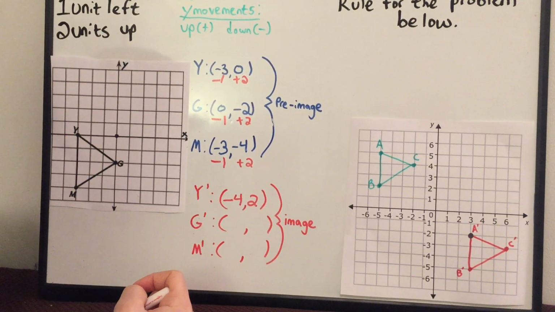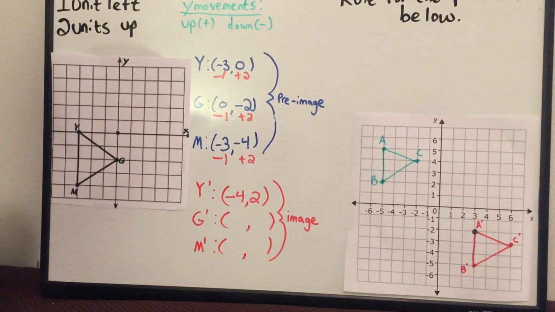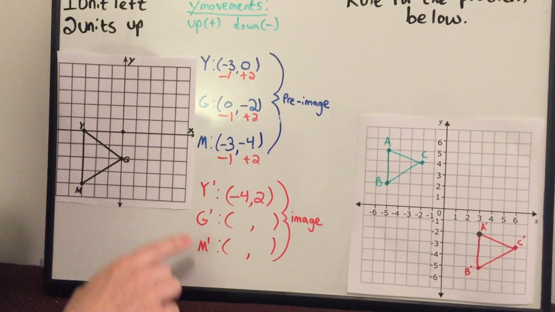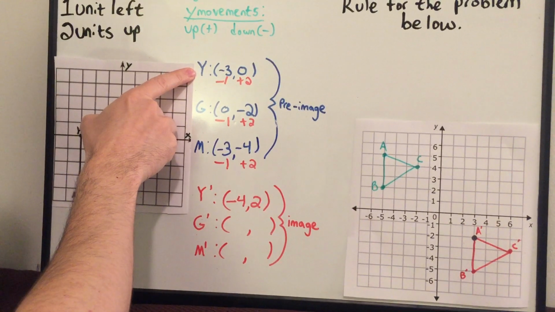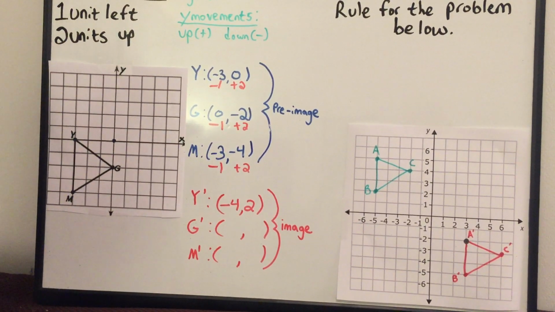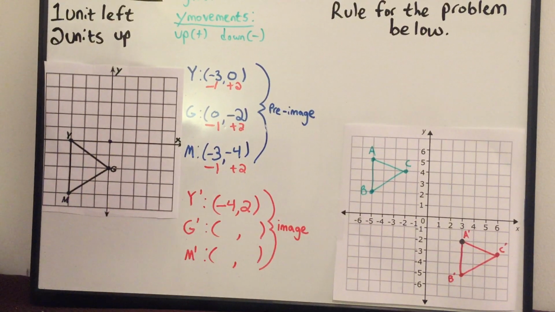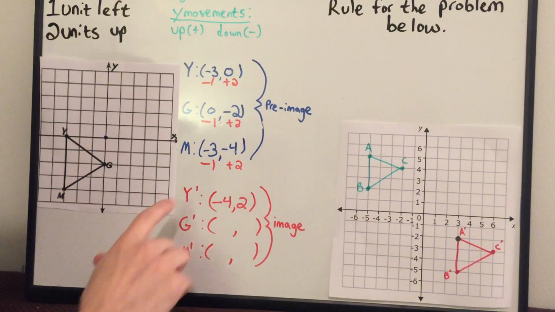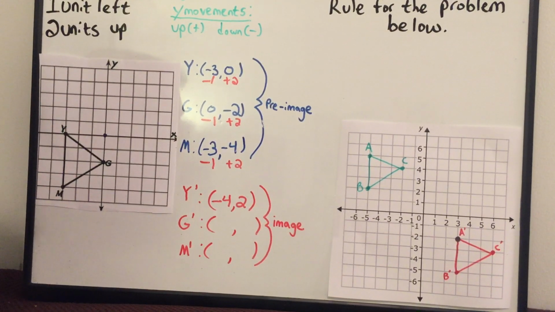Mr. Brodeur, why are there apostrophes near the new points? Oh, that's a good question. So I was going to get to that in a second, but we'll address that right now. Some of you guys might say, well, Mr. Brodeur, you have your y, and that's a -3, 0. Now you have this y apostrophe, and you get -4, 2. This apostrophe is what we call prime. So I would actually call this y prime.